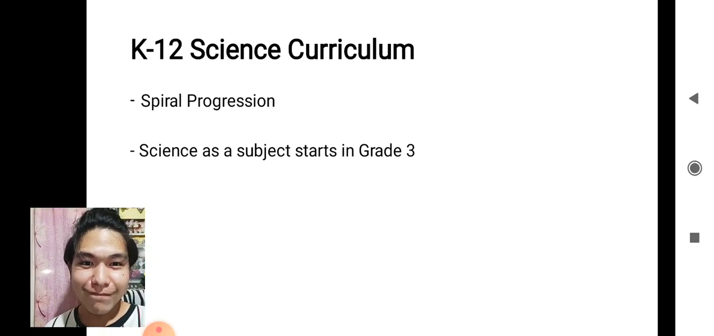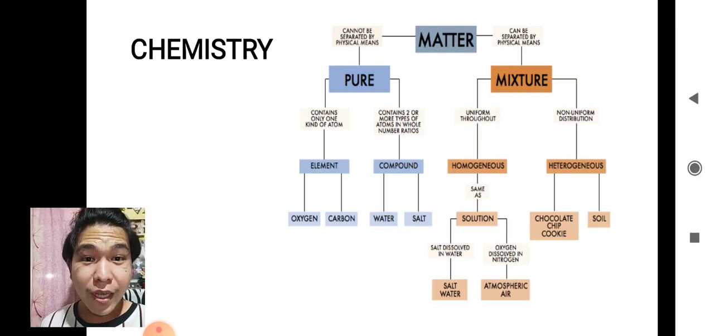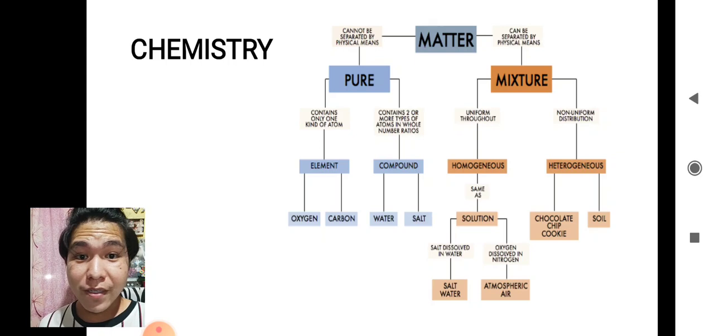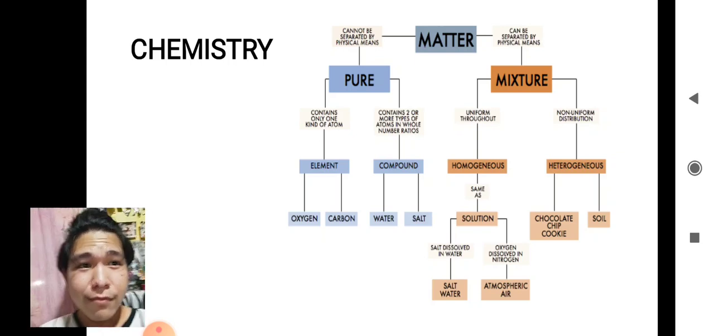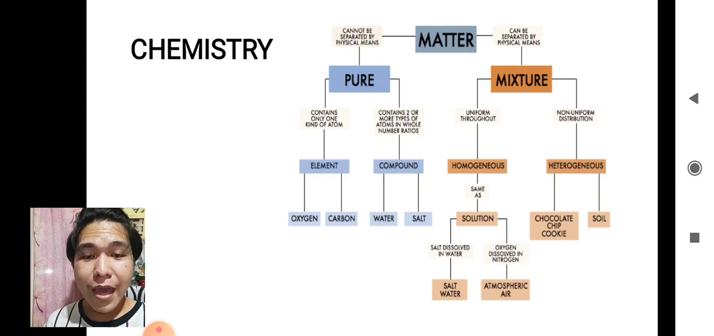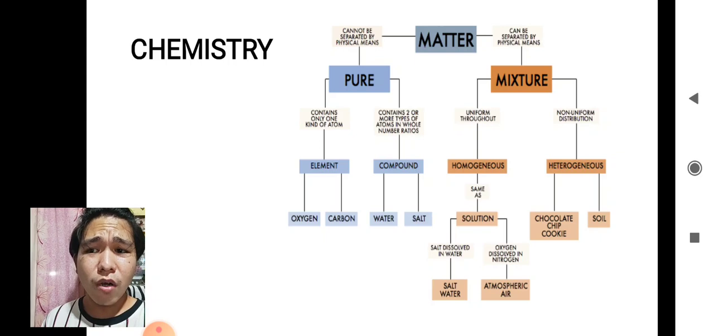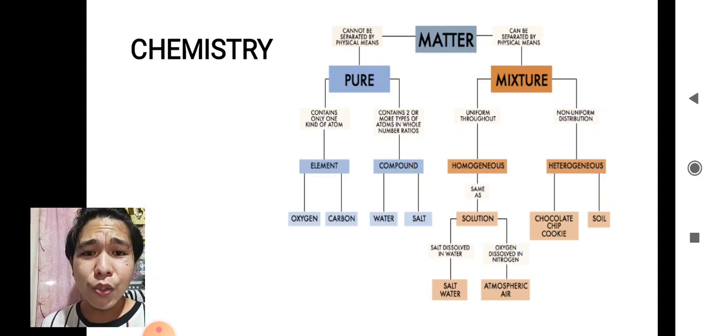Okay. Next. So, of course, we have now the chemistry. Chemistry is the study of matter. And matter is anything that occupies space and has mass. By the way, walang masyadong note dito na nakalagay. So, kayo nang bahala mag-note sa mga sinasabi ko, kung gusto nyo mag-note. Okay, so matter has two: we have pure and mixture. Pure talks more about element and compound. Examples of elements: hydrogen, helium, lithium, beryllium, etc.